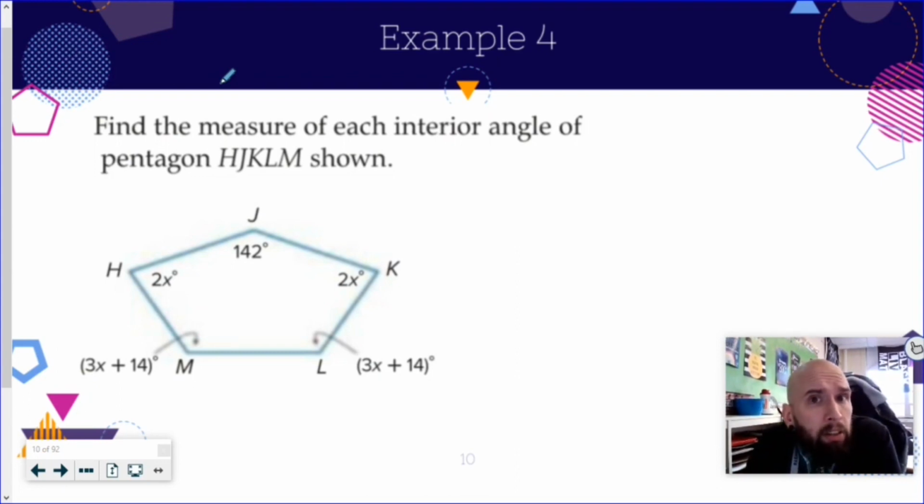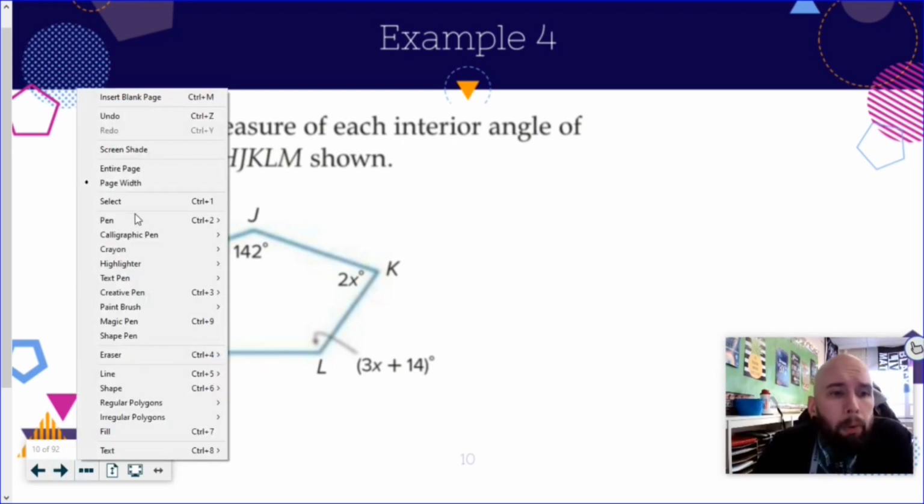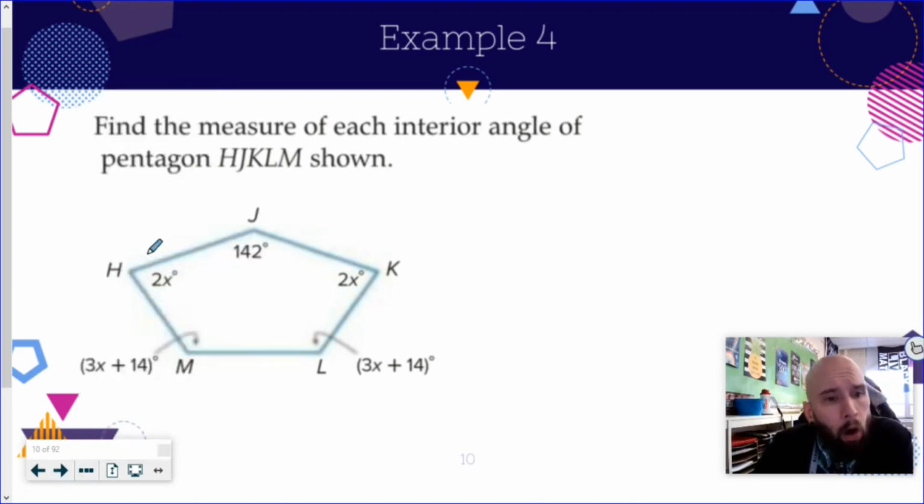Today we're going to talk about the interior angle sum and how we can use that to find the missing angles of any convex polygon. So what do I got here? I got myself a pentagon, and I need to find the measure of each interior angle of this pentagon. Well, before I do anything, I need to find out what all of these angles add up to.